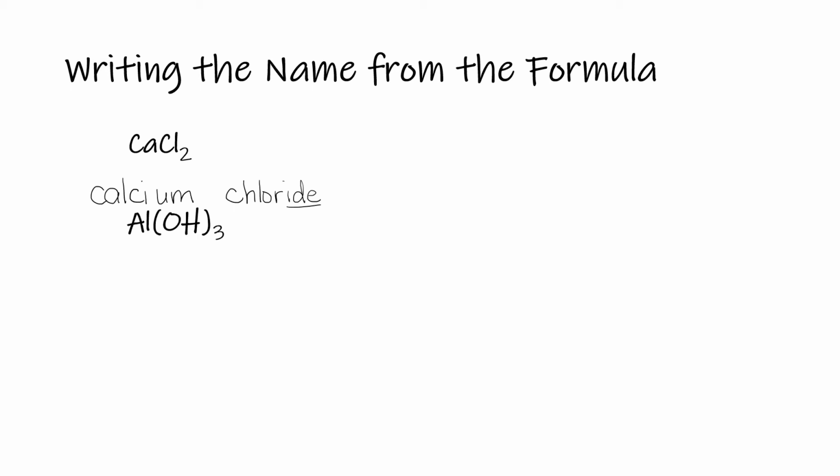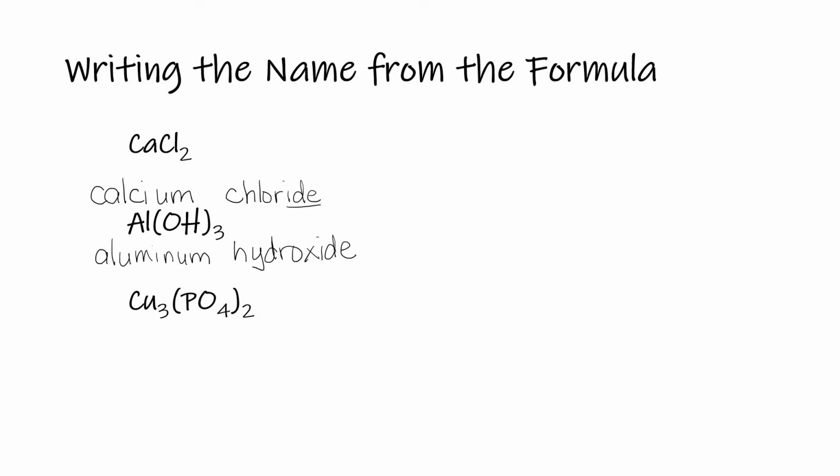Next, we have Al(OH) with a subscript of 3 on the outside. So our metal is aluminum. OH is one of the polyatomic ions. The name of it is hydroxide. So the name of this is the metal name, aluminum, and then the name of the polyatomic ion, you don't change the ending at all, is hydroxide. So that compound is aluminum hydroxide.